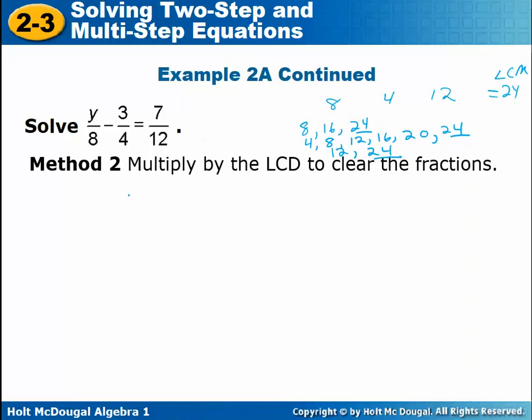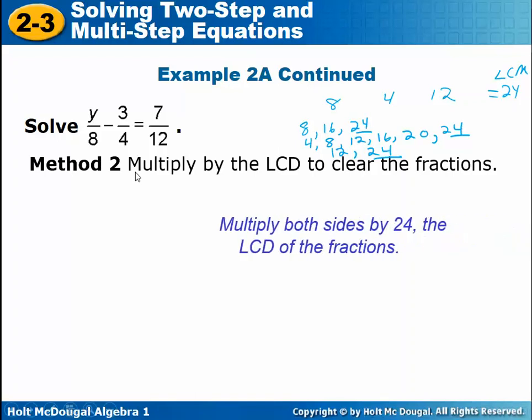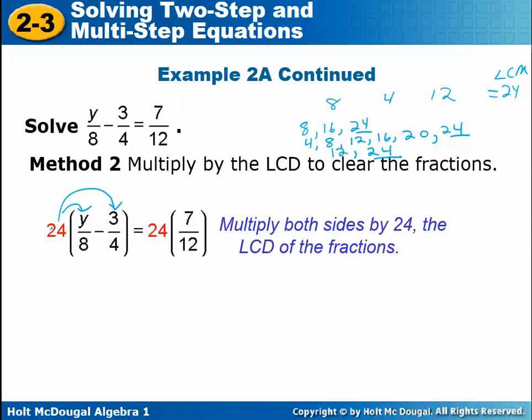fractions. So what we're going to do is we're going to multiply both sides by 24. So when we multiply 24 times y over 8 minus 3/4, we have to do the distributive property. We have to take 24 times y over 8, and then we have to take 24 times negative 3 over 4.